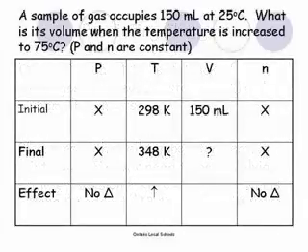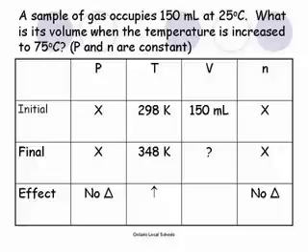In order to describe the use of an IFE chart, we're going to look at a sample problem. So here we have a sample of gas that occupies 150 milliliters at 25 degrees Celsius. We want to know what the volume is when the temperature is increased to 75 degrees Celsius. In this situation, the pressure and the number of moles of gas are kept constant. So when that is true, then we're looking at a Charles' law situation.